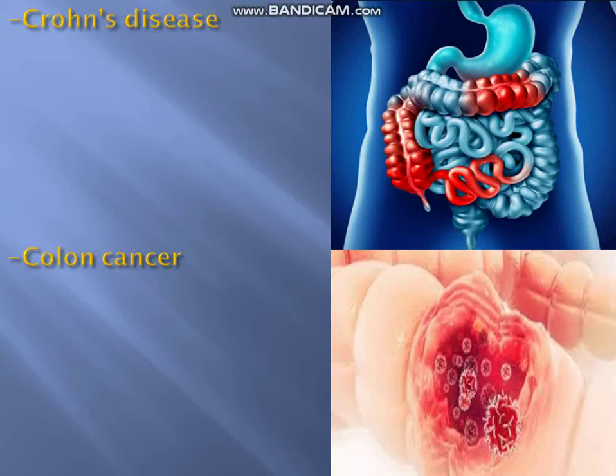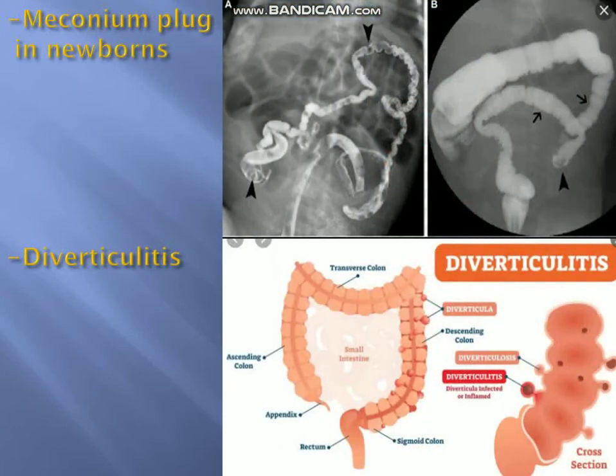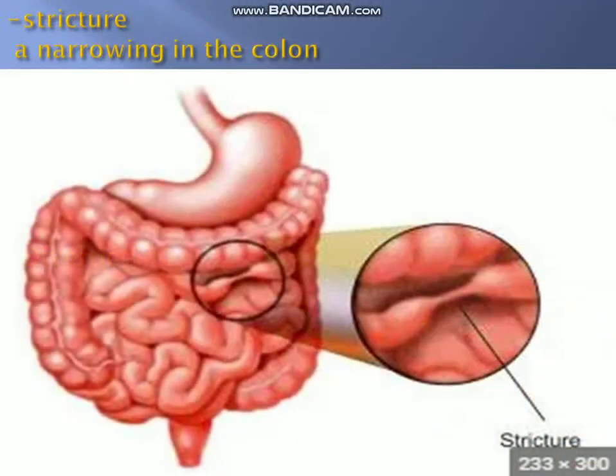So, after the knowledge about blocks of the small intestine, mechanical obstruction can also block the colon or large intestine. This can be due to colon cancer, meconium plug in newborns, and also diverticulitis, which is the inflammation or infection of pouches in the intestine. The last one that may cause blockage or narrowing in mechanical obstruction is a stricture, which is a narrowing in the colon caused by scarring or inflammation.